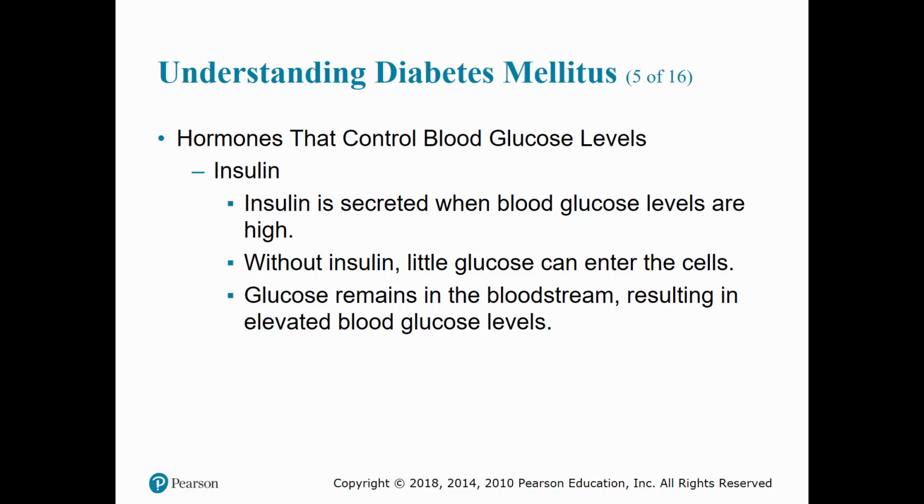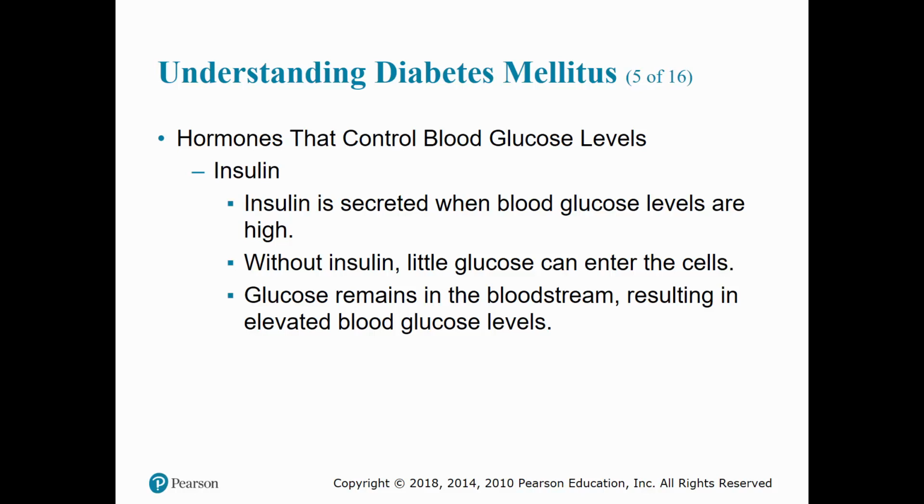Insulin can also cause the liver to take glucose out of the blood and convert it into glycogen, which is stored glucose. It can also cause a decrease in the blood glucose level by the actions just listed, facilitating the movement of the glucose out of the blood and into the cells and the liver.